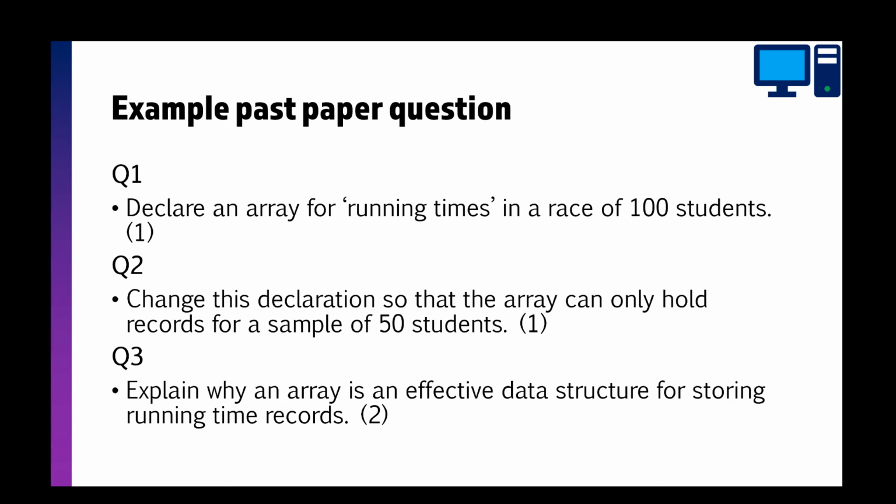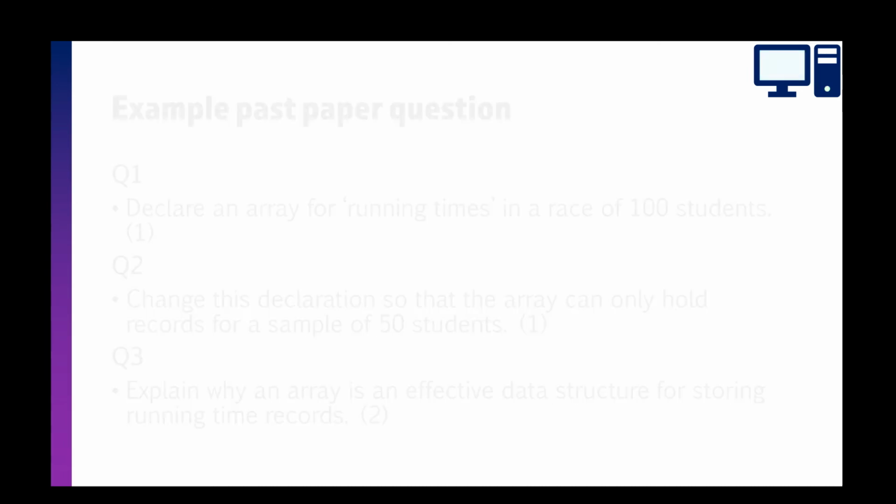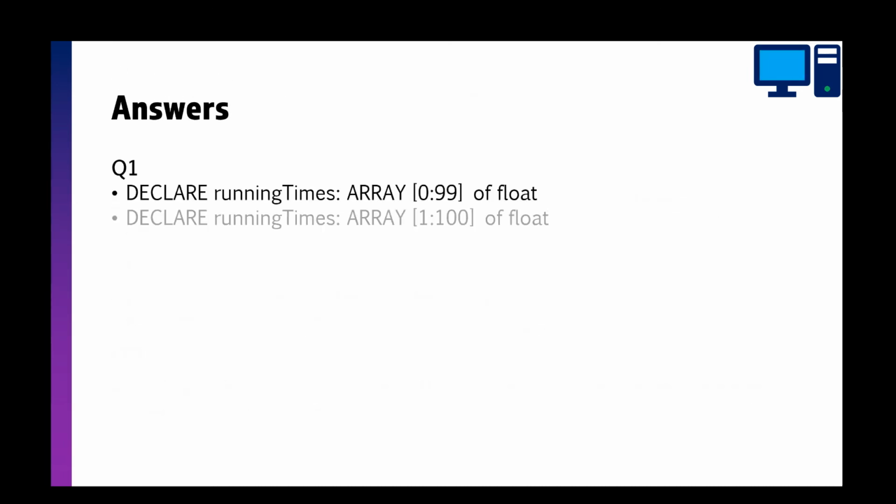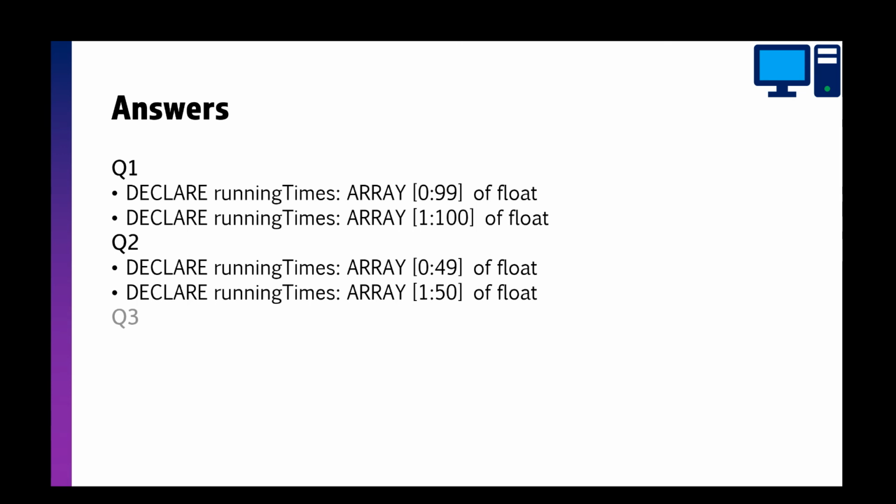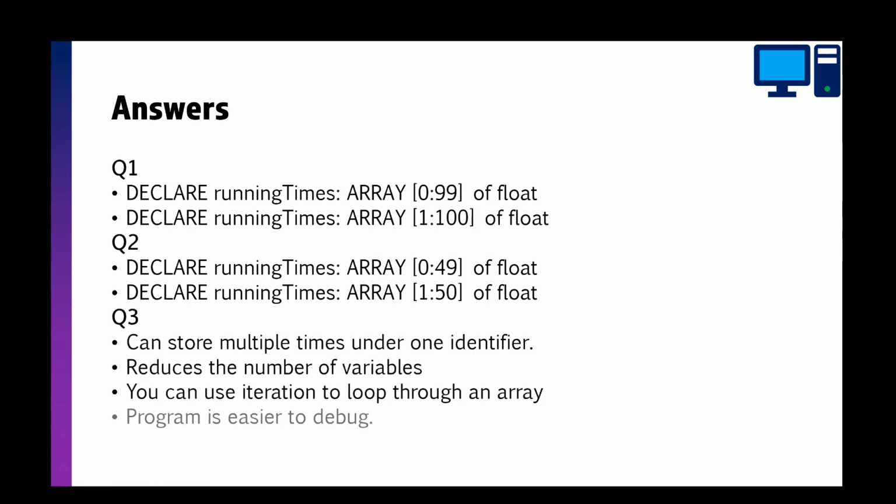So pause the video for a second and see if you can answer those three questions. Okay, so hopefully you've paused and you've got an answer, and we'll go on to the answers from me. So somewhat along the lines of declare running times, array 0 to 99 of float. I'm not too bothered about the data type here. I didn't specify, so you wouldn't lose marks for that, but if it's a running time, it's probably going to be a decimal number. Or you could have declare running times array 1 to 100. Either works. I usually go with the 0 to 99 just because I'm used to starting things from 0, but it's entirely up to you. And it depends on the programming language.